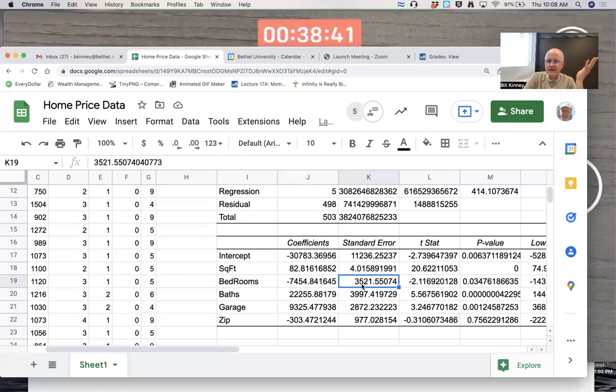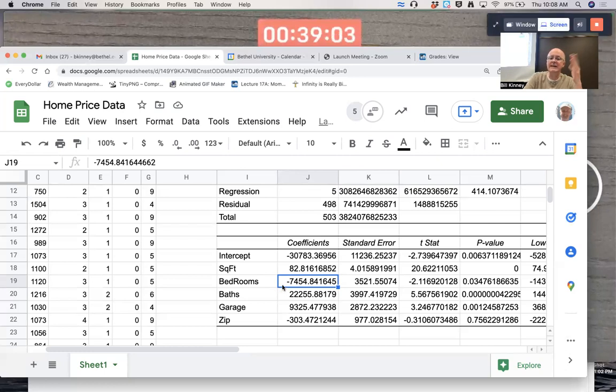What is that telling me? It's telling me in all random samples of size 504 from this population, if I compute the observed value of B2 over and over again, I should roughly expect about 95% of the time to get a coefficient between, say, negative 14,000 something and close to 0. Because this number minus approximately 7,000 is negative 14,000 something, and this number plus approximately 7,000 is close to 0.